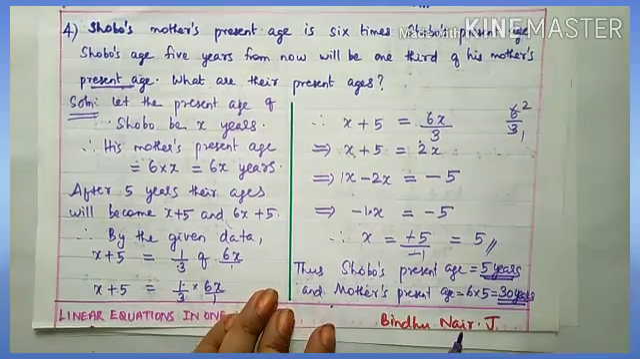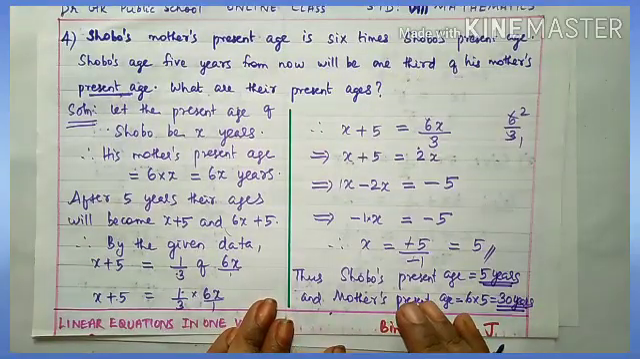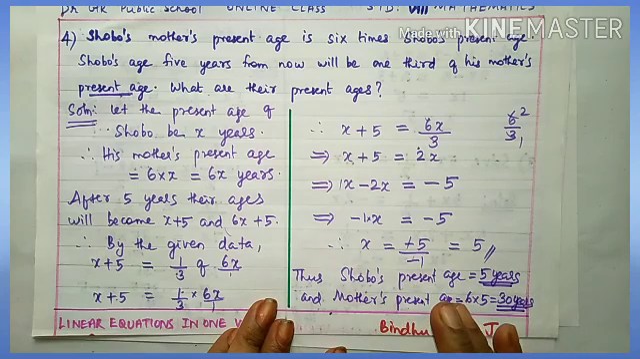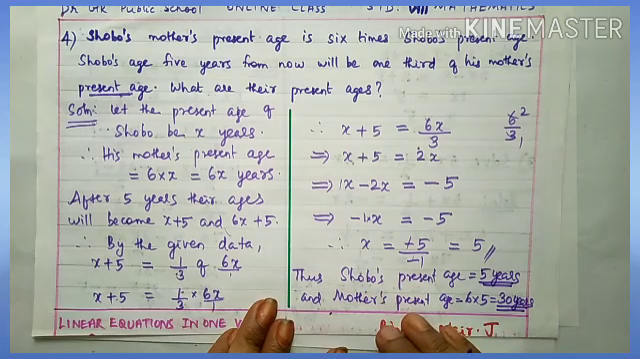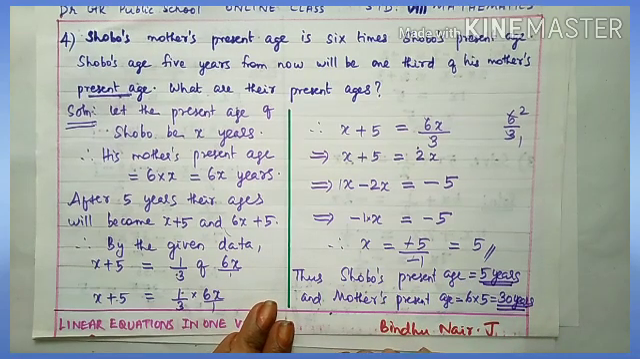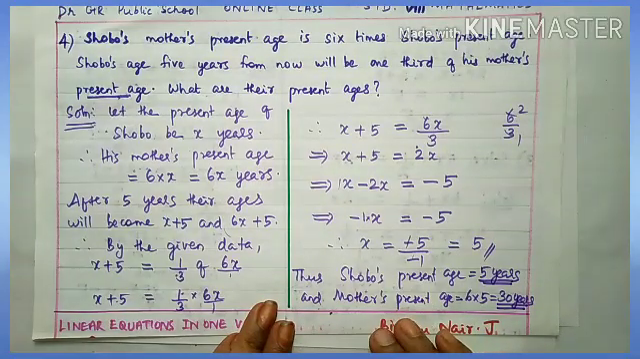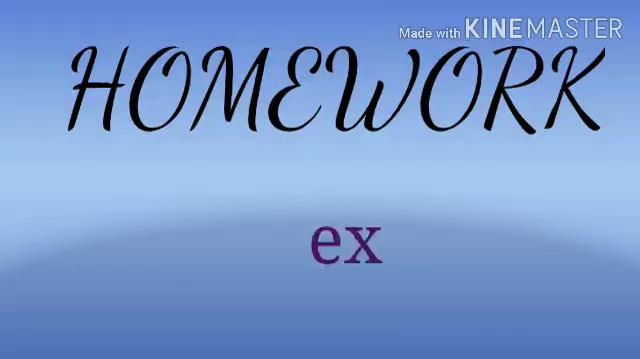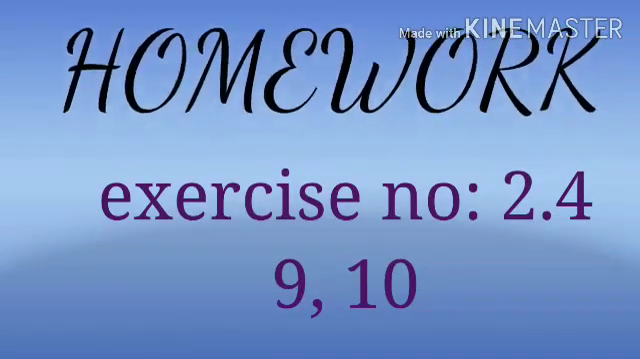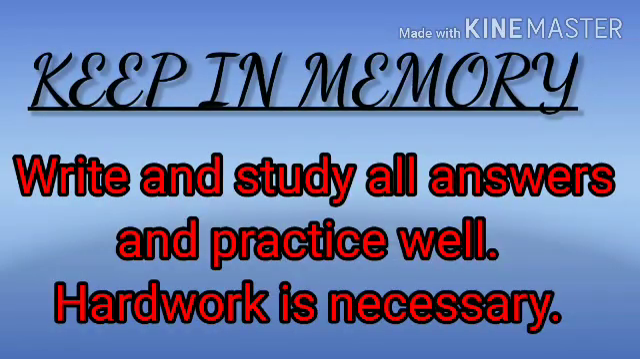All of you understood? Yes. So, all of you read all these problems very properly and complete all the notes today itself, and homework is also there from this section, that also you want to complete. Any doubt you are having, you can ask in the Zoom meeting also, or you can contact your teacher personally. So all of you complete this topic today itself and do the homework on time. This is your homework, children. Exercise number 2.4, problems 9 and 10. All of you keep in memory, write and study all answers and practice well. Your hard work is very necessary.